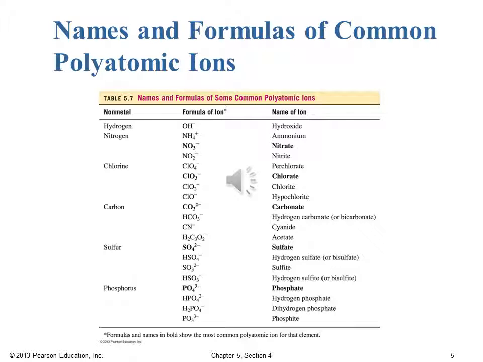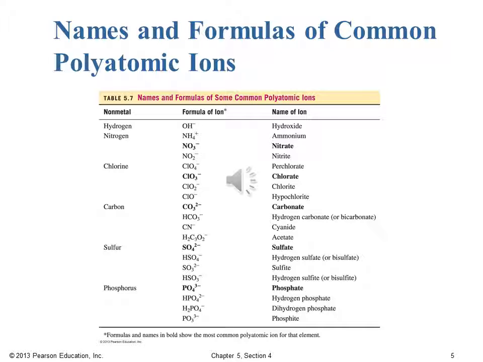So here we see Table 5.7, the names and formulas of some common polyatomic ions, and these are really the ones that you should know. It would be great if you could commit all of these to memory. You don't have to memorize all of them if you know the tricks. Hydroxide and ammonium, those two you probably do have to just do some straight memorization. But if you know nitrate, then you would know that NO2 minus would be nitrite because it's just one less, and we said the trend is if you remove an oxygen from something that ends in ate, it now becomes ite.